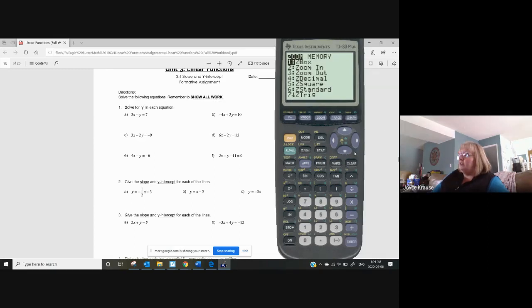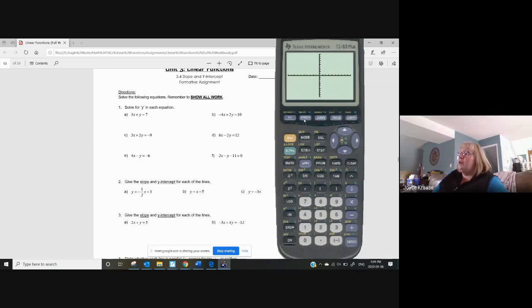I'm going to arrow down just so you can see it moving. But zoom standard is the default that you want to use. So zoom standard, you could just type 6 or hit enter. Zoom standard is what your graph should look like. So right now you guys should all have a clear graph, a clear grid, and nothing in your y equals. A zoom standard is a grid that goes from -10 to +10 and -10 to +10.